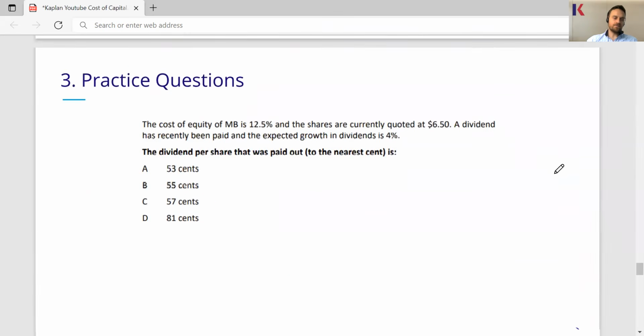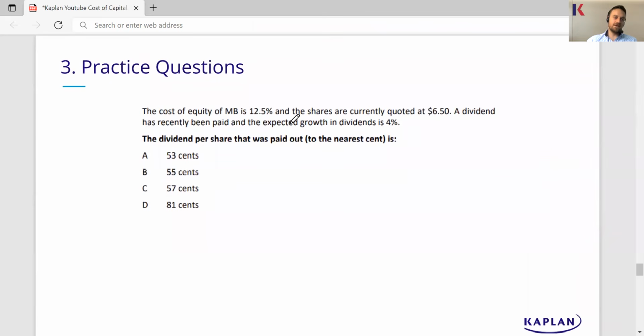The next one, we've got the cost of equity is 12.5%. They want the dividend per share that was paid out, so we're going to have to do a little bit of rearranging here. I'm a big fan of just labeling everything up as I see it. So that's KE, and the shares are currently quoted at 650, so that's P0. You might think, is that cum div or ex div? A dividend has recently been paid, so that's without the dividend, so that's already ex div. No need to adjust it. Not the same trick as before.